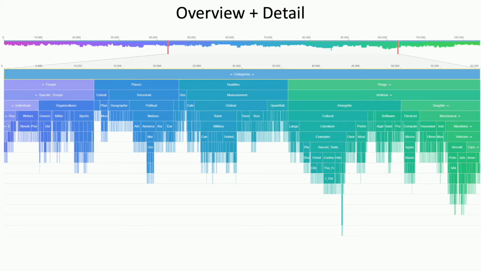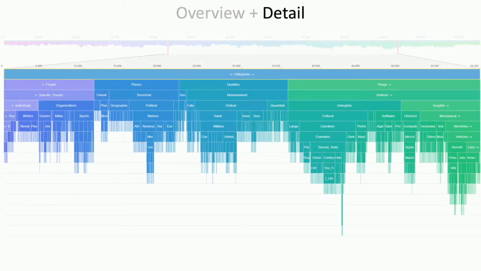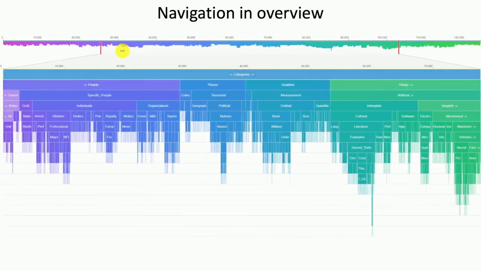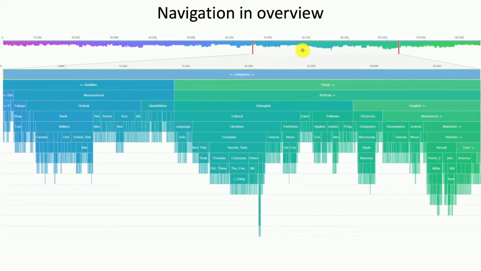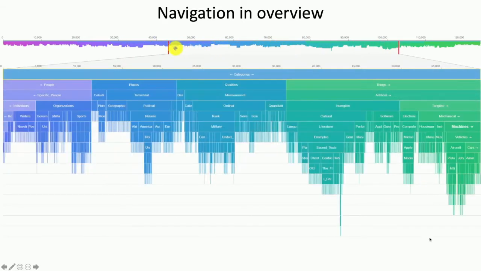So first, we provide overview plus detail. The top part is the overview, and the bottom part is the detail view. The part of the overview presented in the detail view is marked with 2 sliders. As they are sliders, we can drag them to select the detail view you want to see, and we can also drag the whole slider to a certain range you want.